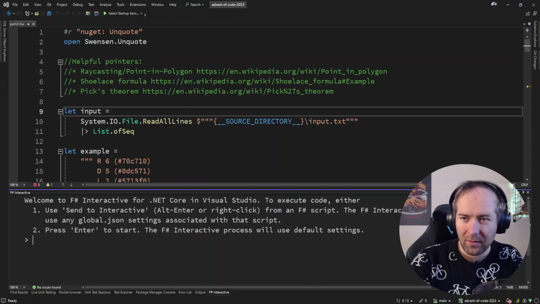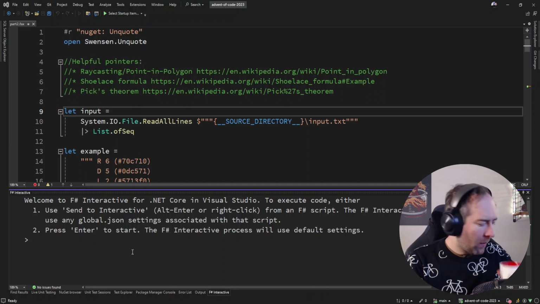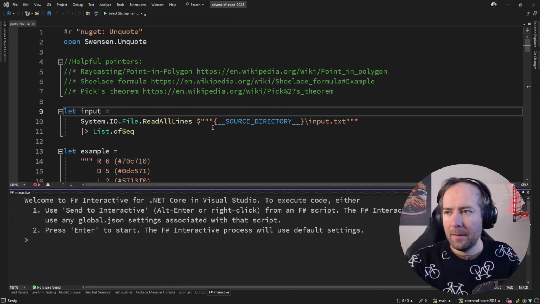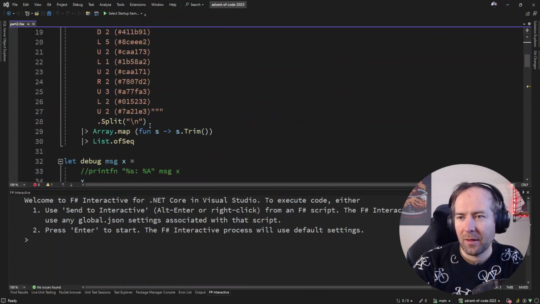Now let's take a look at the F# code. So there's some pointers here. That's just the input.